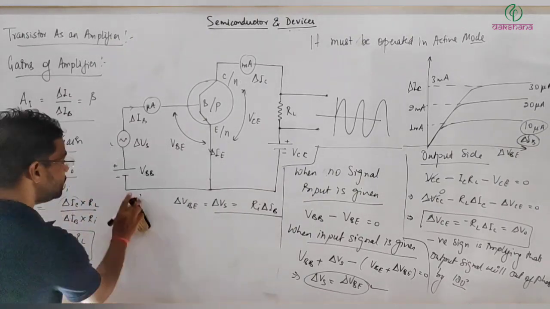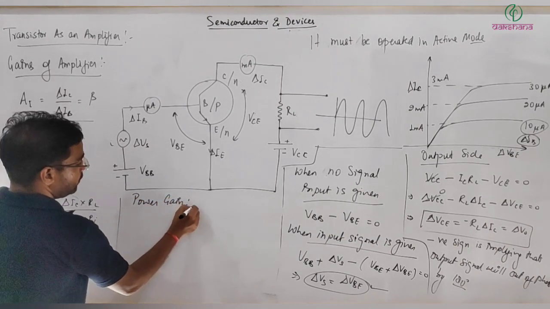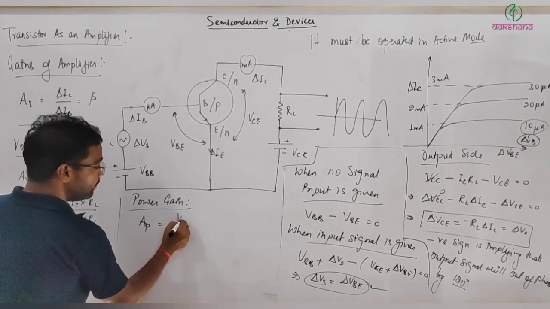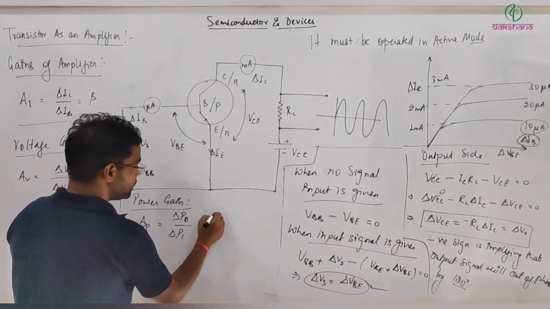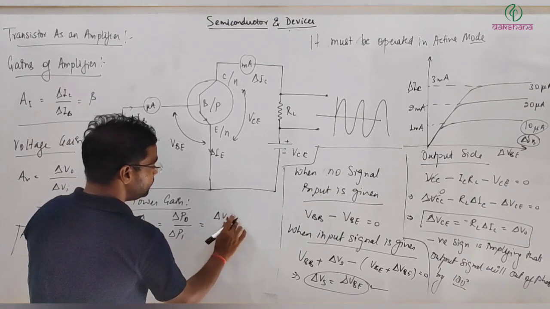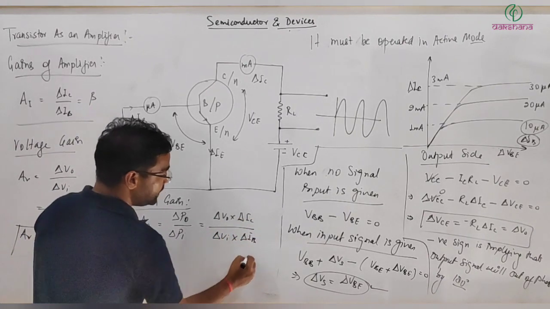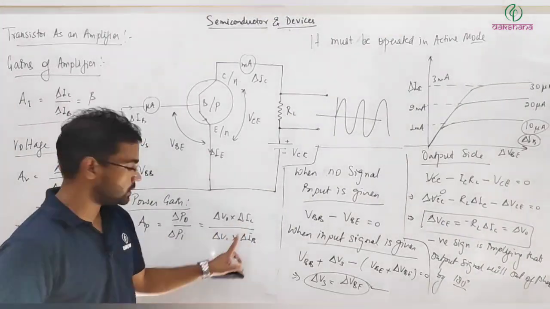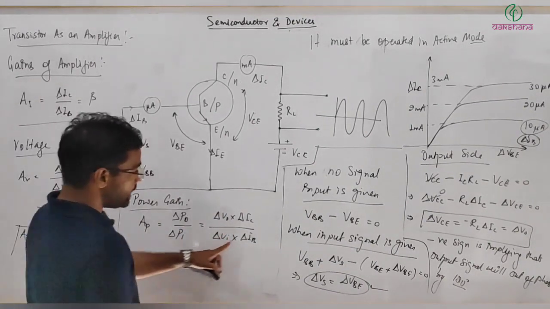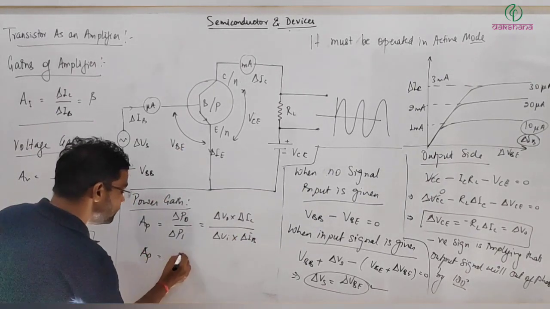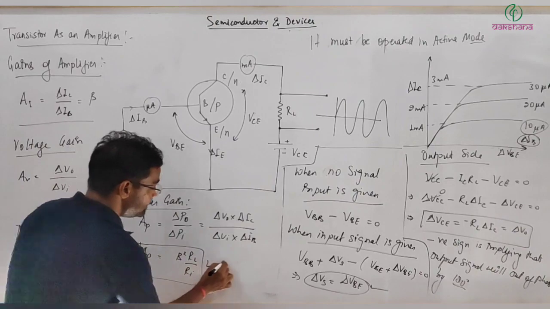Similarly, the power gain AP is output power by input power. This is delta V output multiplied by delta IC, divided by delta V input multiplied by delta IB, since power is voltage into current. We know delta V output by delta V input is beta times RL by RI, and delta IC by delta IB is beta, so the power gain is beta square times RL divided by RI. So these are the different gains.